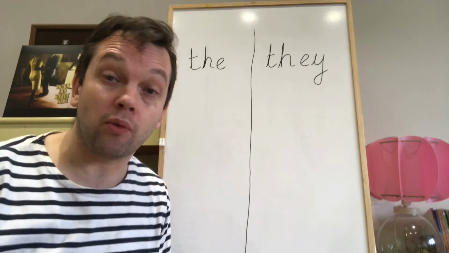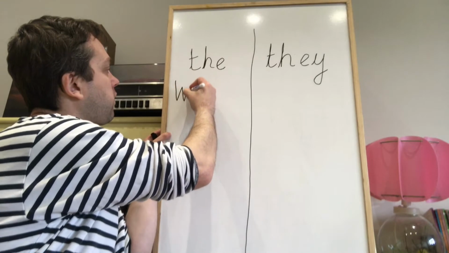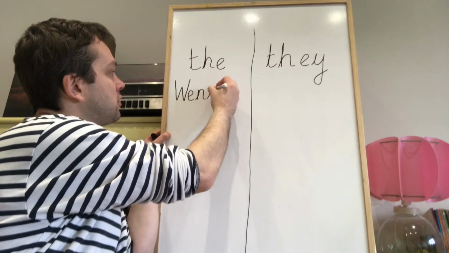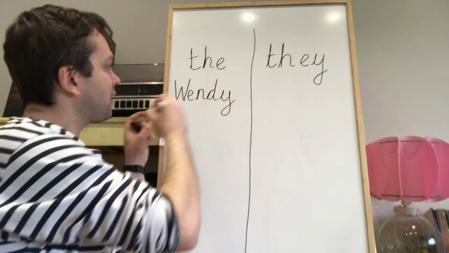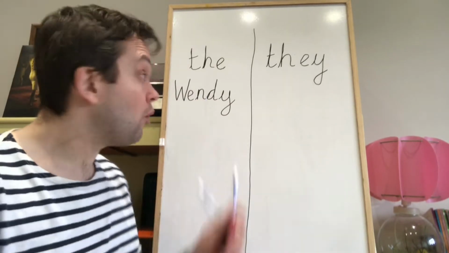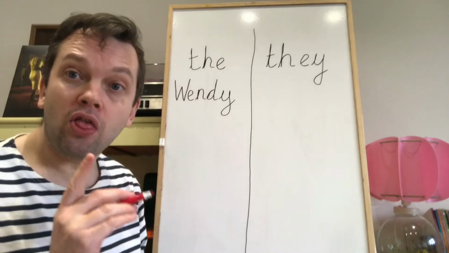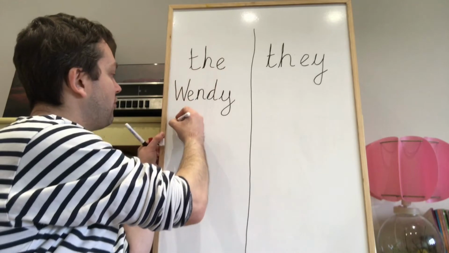I'm going to show you how to write the word Wendy. Wah. E-N-D-E. I left myself not much room, so I have to go onto a new line. Wendy. So you're going to write the word Wendy, and then the cat. So T-H-E for the.